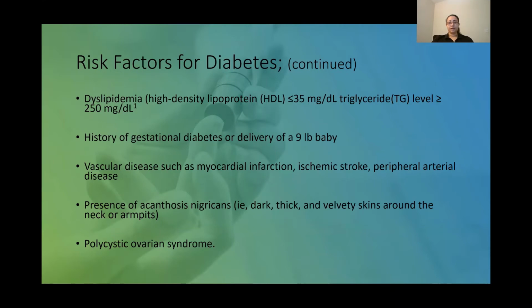Also, an HDL of 35 milligram per deciliter or less, and triglycerides of 250 milligram per deciliter or more also participate in causing diabetes. History of gestational diabetes or delivery of a 9-pound baby. Vascular disease such as myocardial infarction, ischemic stroke, peripheral arterial disease. Presence of acanthosis nigricans, which is characterized by a dark, thick, and velvety skin around the neck or armpits, and polycystic ovarian syndrome.